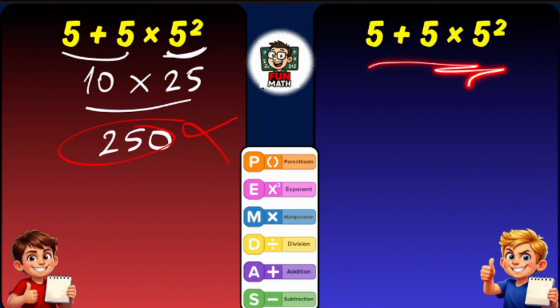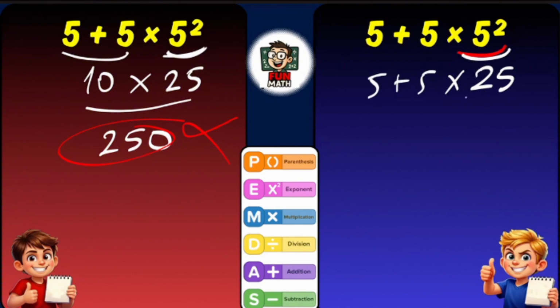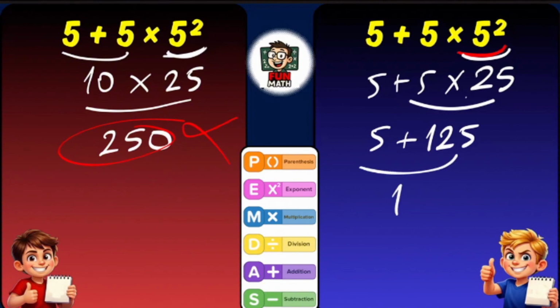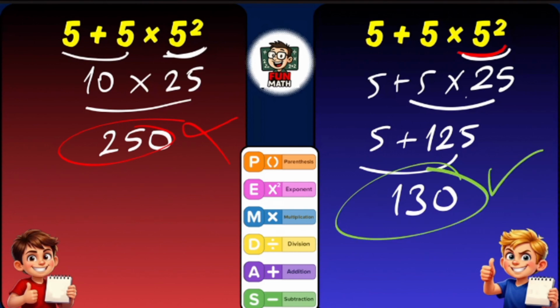Now let's solve the question according to the rules. First, exponent. 2 power of 5 equals 5 times 5 equals 25. Now, addition and multiplication. First, multiplication. 5 times 25 equals 125. Finally, addition. 5 plus 125 equals 130. The correct answer will be 130.